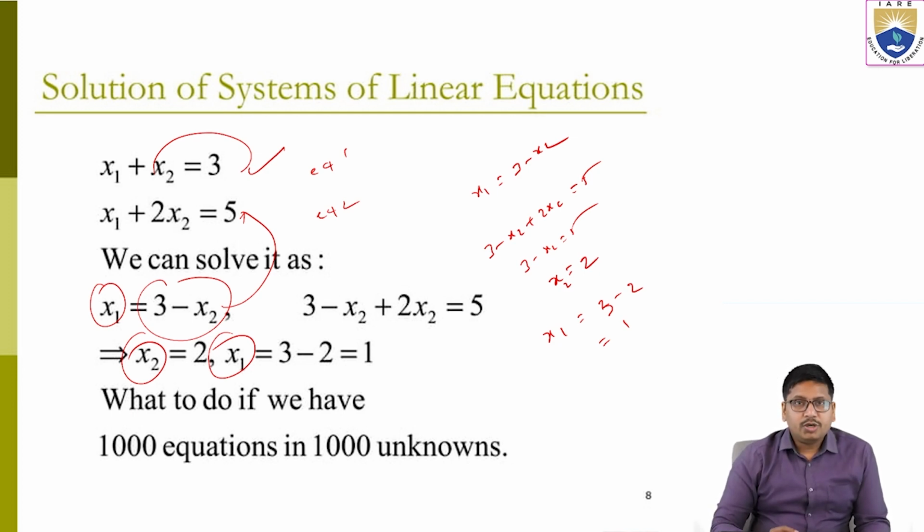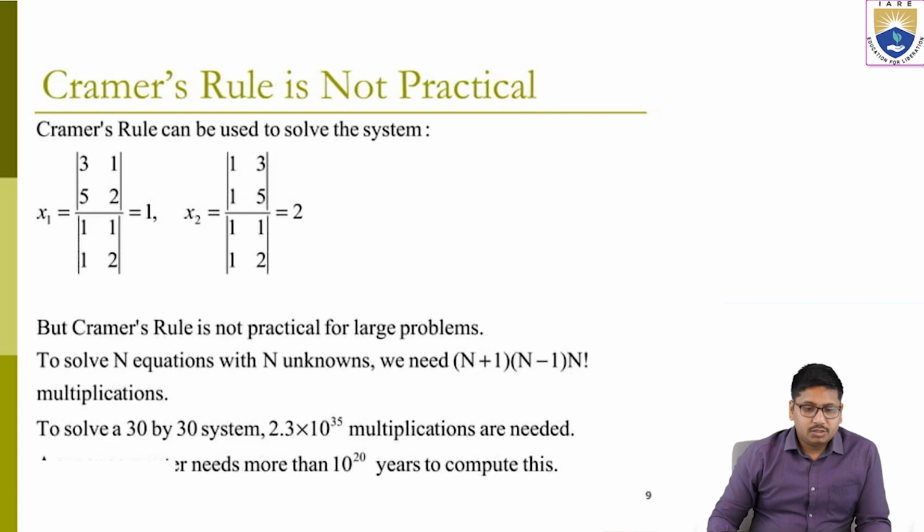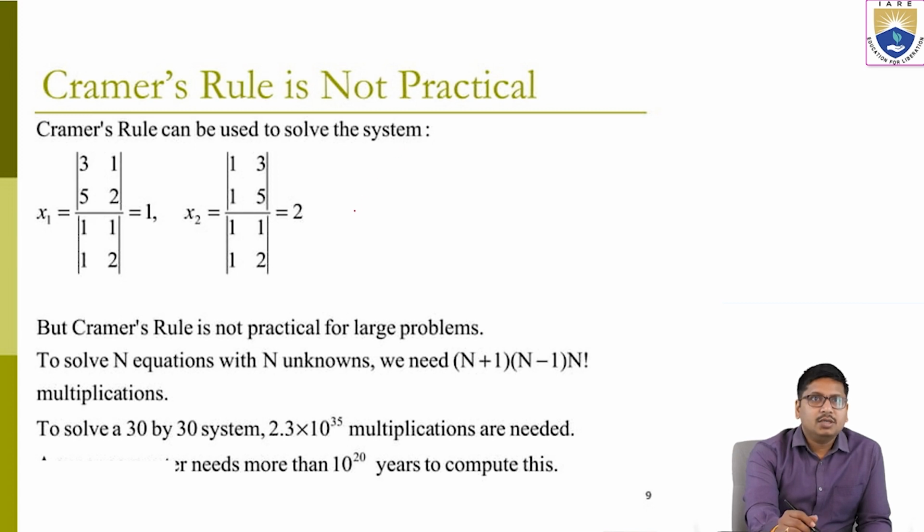So what should we do if we have 1000 equations in 1000 unknowns? How are you able to solve it? For this, Cramer's rule is not practical here. Normally, Cramer's rule is used to solve a system with a two-by-two matrix like this. So what should we do?